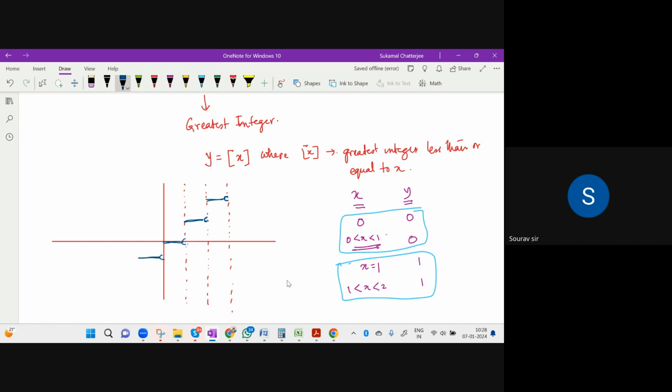Yes, sir. So that means these would be the points of what? Discontinuity. Okay? So that means this function is discontinuous for integer values of x.